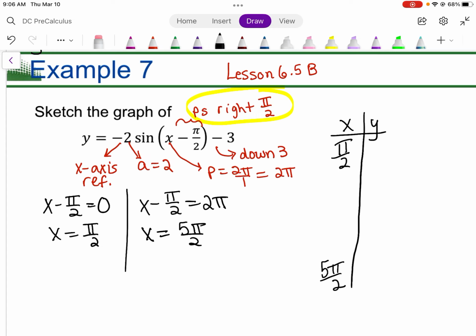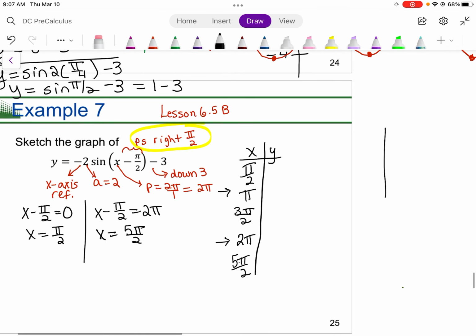All right, halfway between 1 and 5 on the number line is 3. Halfway between 1 and 3 is 2. 2 pi over 2 is 1 pi. Halfway between 3 and 5 is 4. 4 pi over 2 is 2 pi.